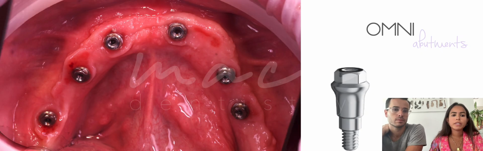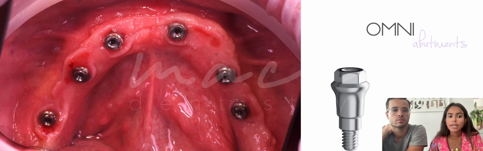And then 3 months after the lower and 6 months after the upper surgery, we proceed with the final impressions. In an occlusal view, after removing the lower fixed provisional prosthesis, we can appreciate a healthy appearance of the soft tissue around the OMNI abutments.